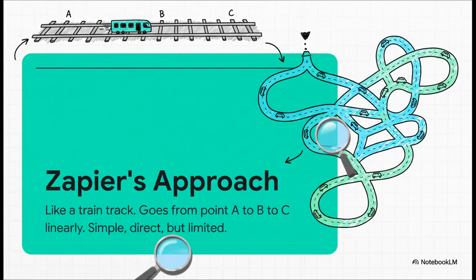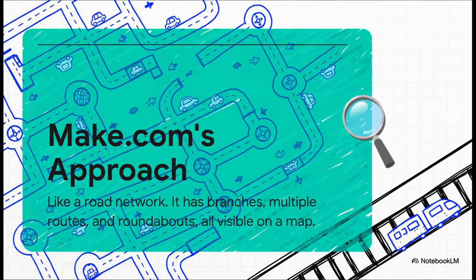But here's the catch. The track is fixed. You can't just tell the conductor, hey, let's take a scenic detour. Nope, you're on the rails. Now, compare that to Make.com's approach. This isn't a train track. This is a whole road network. You're not stuck on one path. You're looking at a map, right? With highways and side streets and even roundabouts. And what does that let you do? Well, you can create all these branching paths. You can take multiple routes at once. You can handle some seriously complex journeys with total ease.